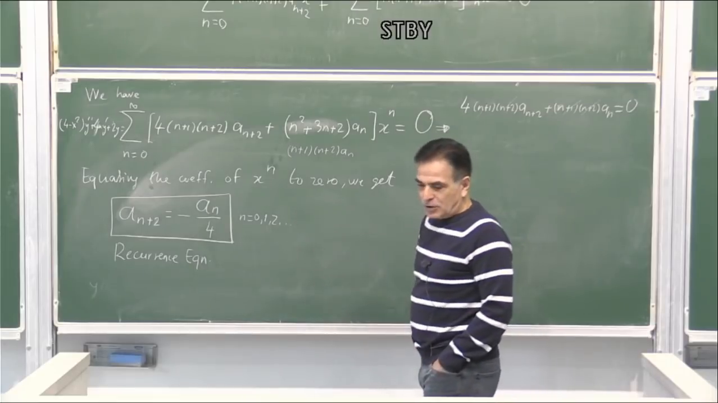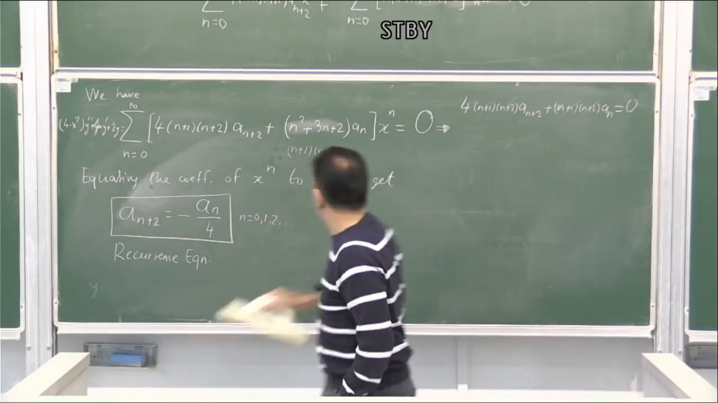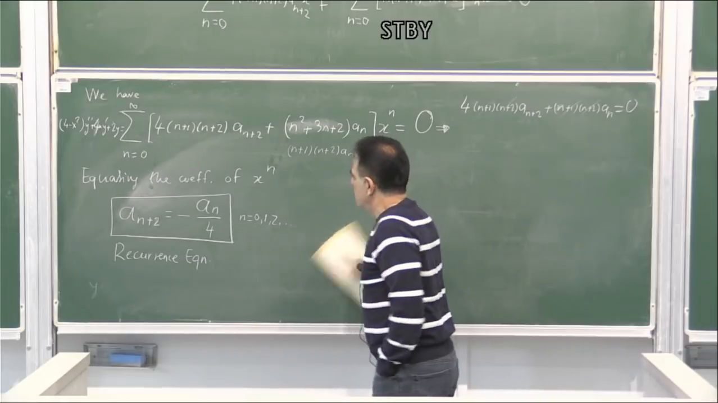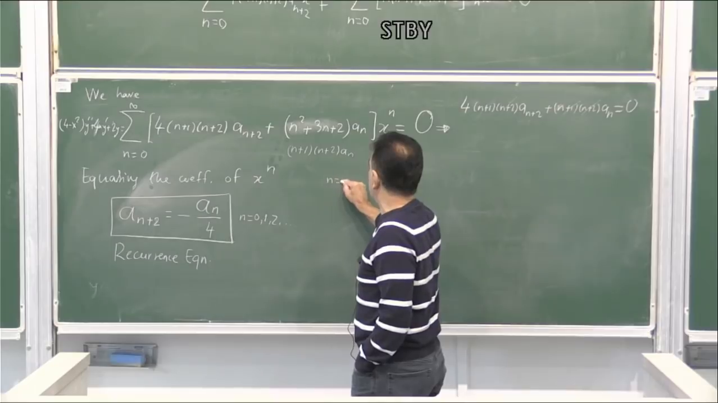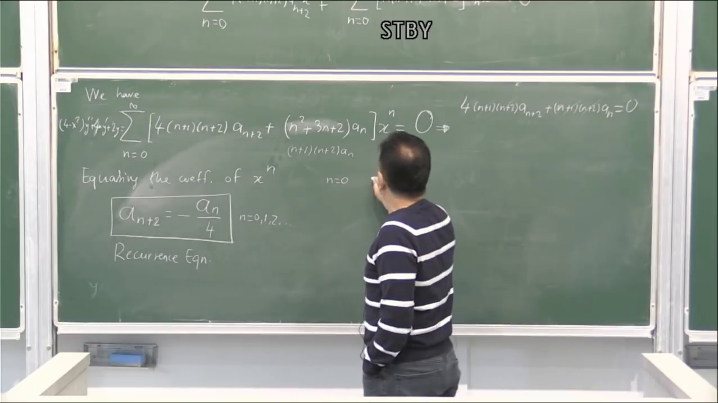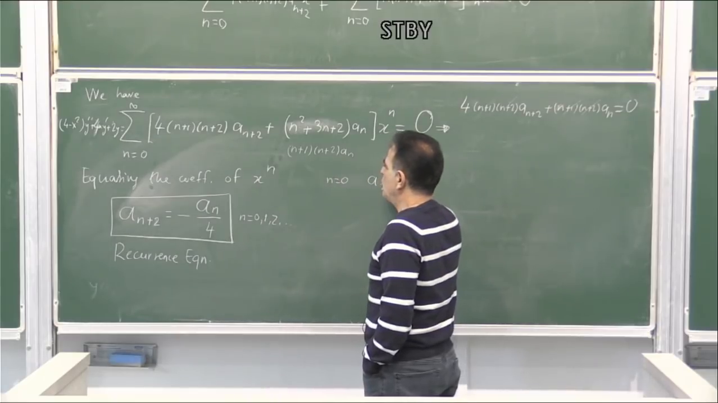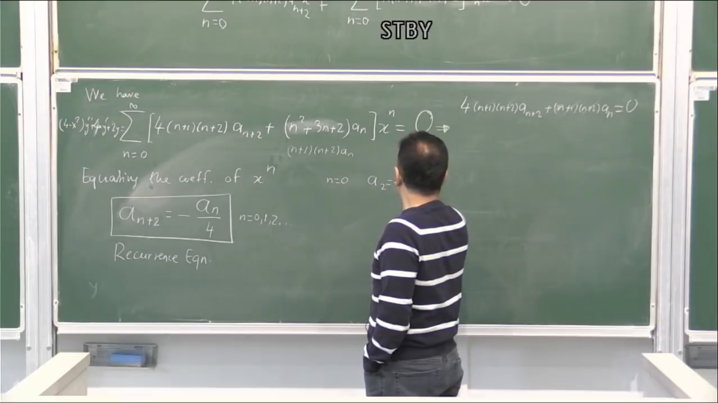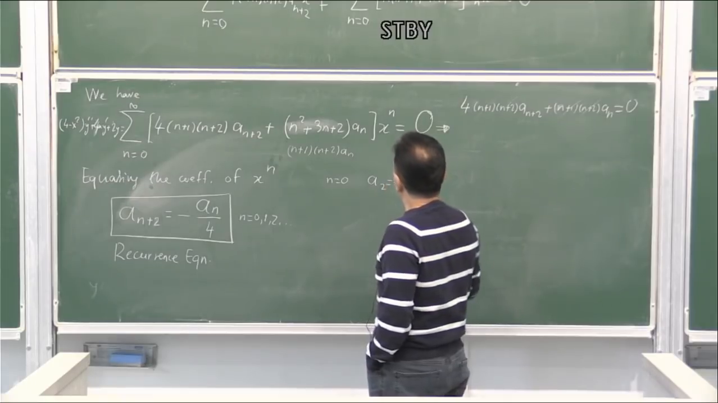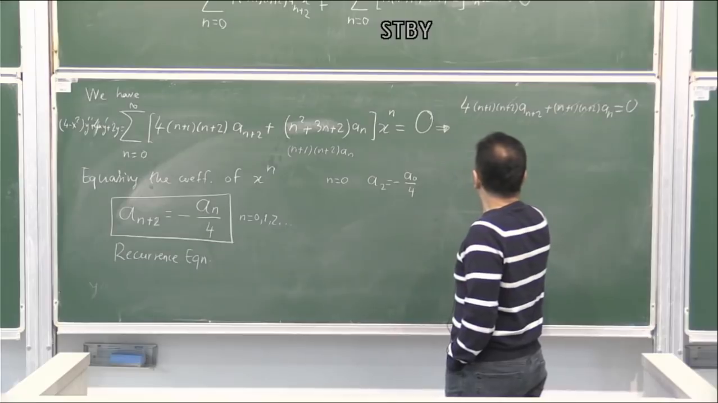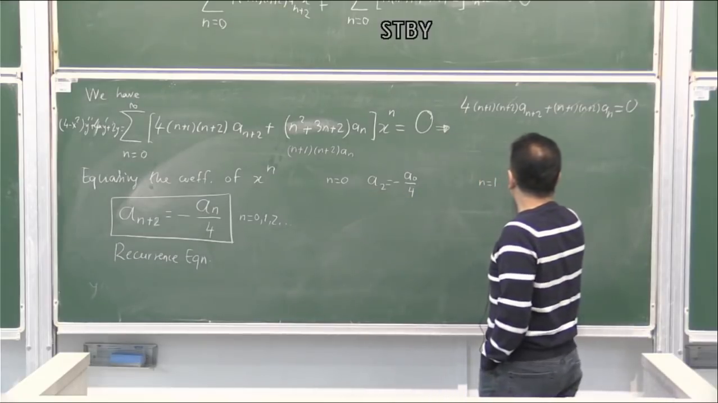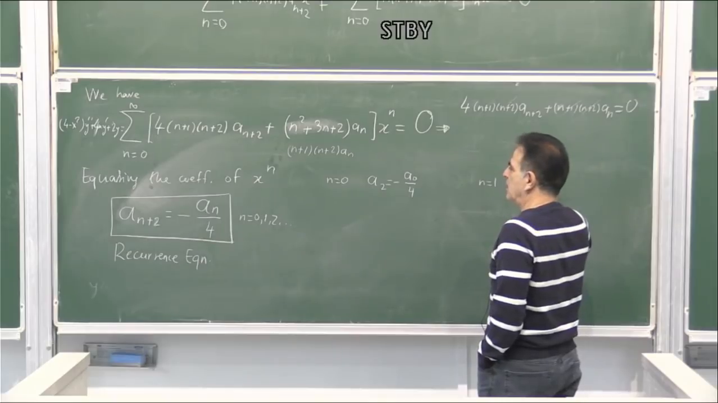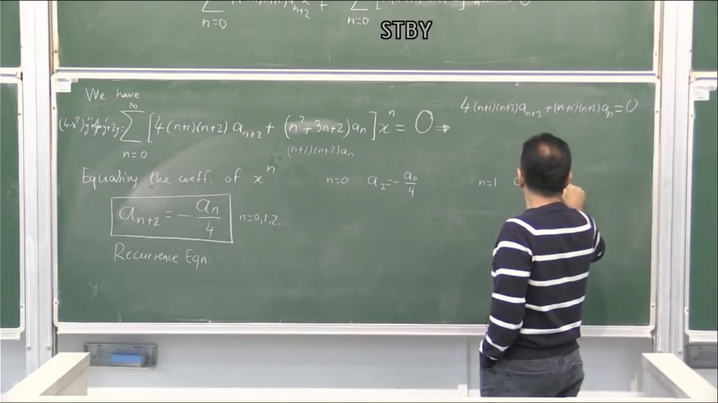So let's solve this recursion again, term by term. Solving the recursion again for n equal to 0, what do you get? A2 is minus a0 over 4. Okay? For n equal to 1, what do we get? A3 is minus a1 over 4.